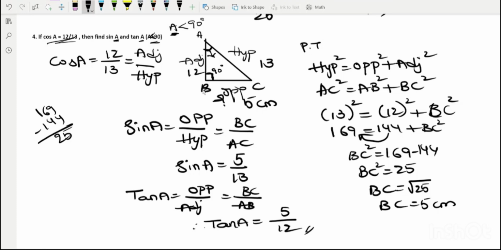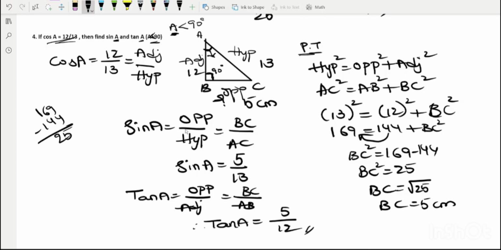So I have taken the order in this way, A, B, C. So the angle is at A, then this would be the opposite, this would be the adjacent, and this would be the hypotenuse. As we know, for the missing value, we use the Pythagoras theorem. Here it is hypotenuse square equal to opposite square plus adjacent square. We substitute the values and we will find the value of BC, and then we will find the things that are mentioned in the question, which is sin A and tan A.